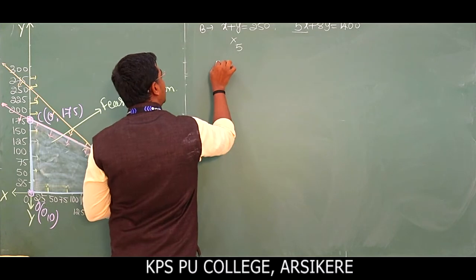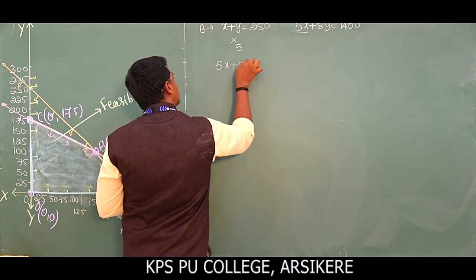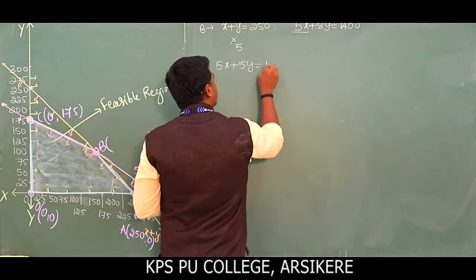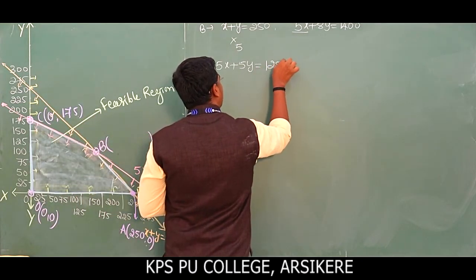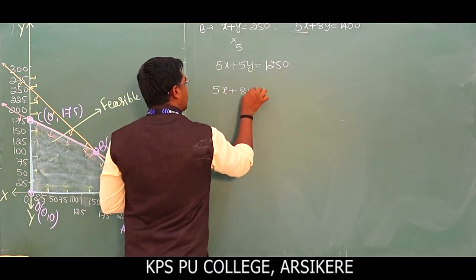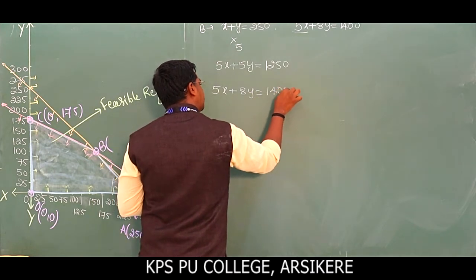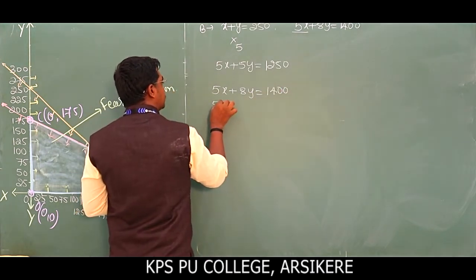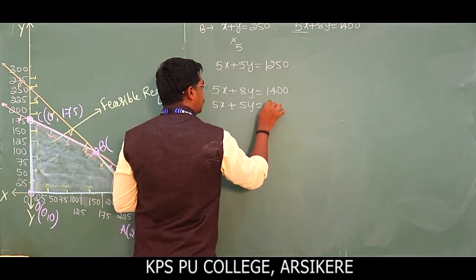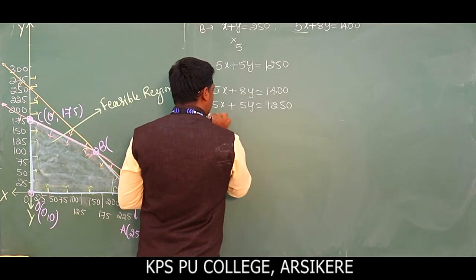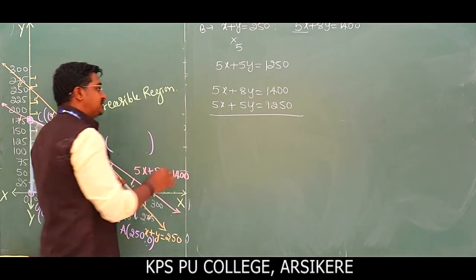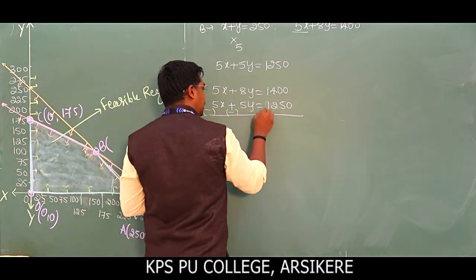Okay. So what happened here? 5x plus 5y is equal to 250 into 5, which gives 1250. Take the equation 5x plus 8y is equal to 1400 and subtract the equation 5x plus 5y is equal to 1250. Now solve the equations. When I subtract, the signs will change. This will be negative, this is negative, and this is also negative.